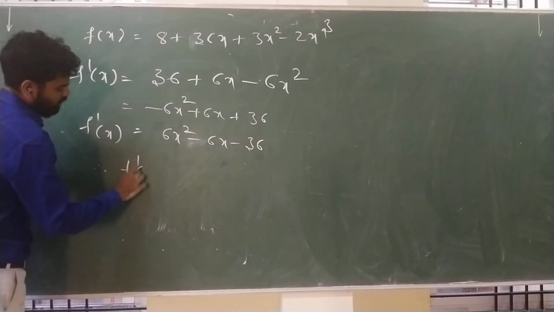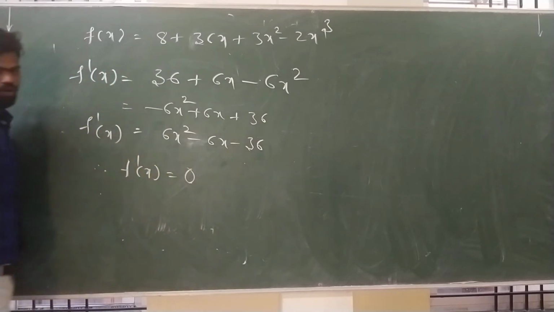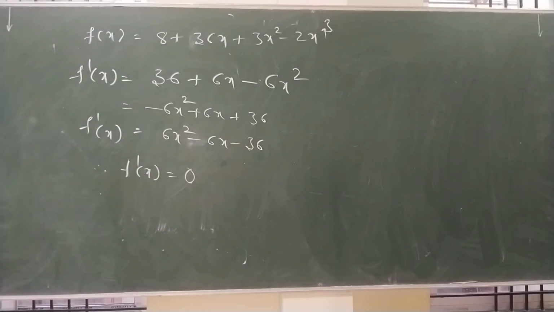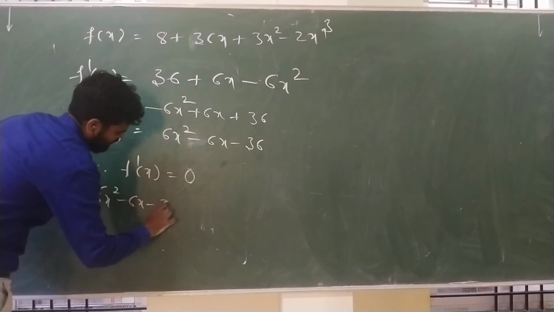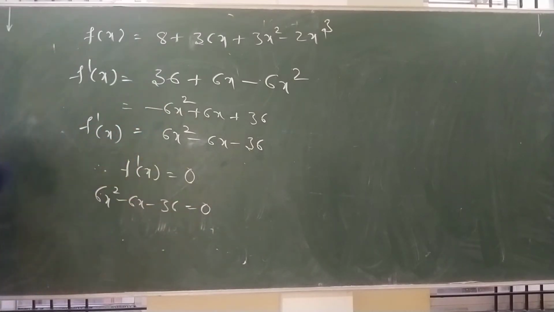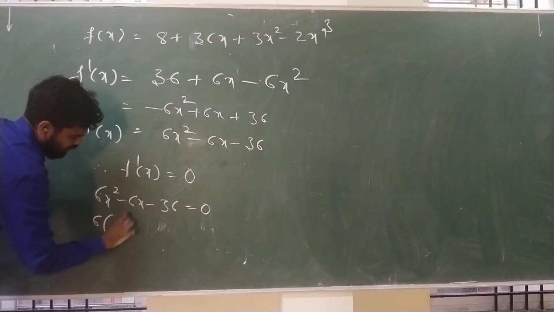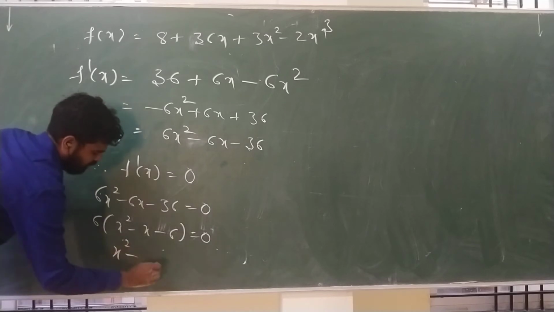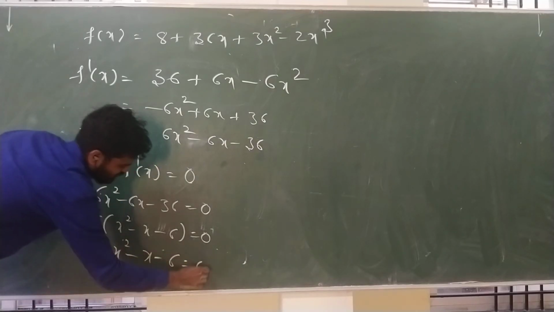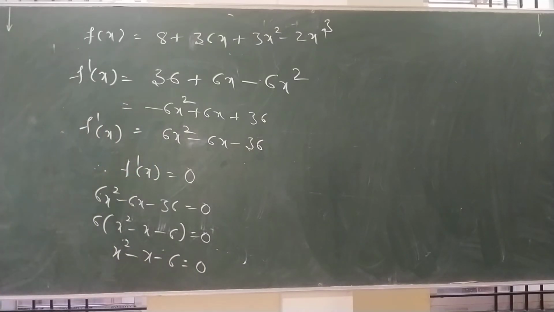Therefore, what is the condition? So f dash of x equal to 0 to find the value of x. From the 6x square minus 6x minus 36 equal to 0. 6 is taken common, remaining x square minus x minus 6 equal to 0. Therefore, this term can be written as x square minus x minus 6 equal to 0. What is the multiplication term? Minus 6, add and subtract become minus 1.